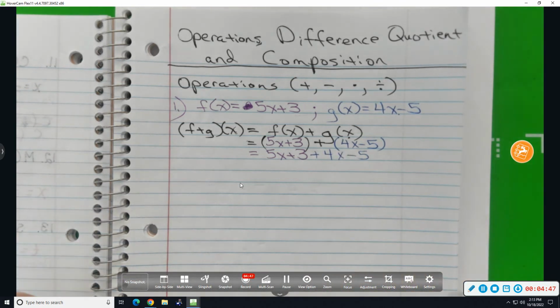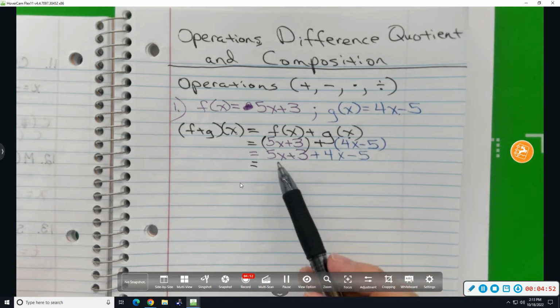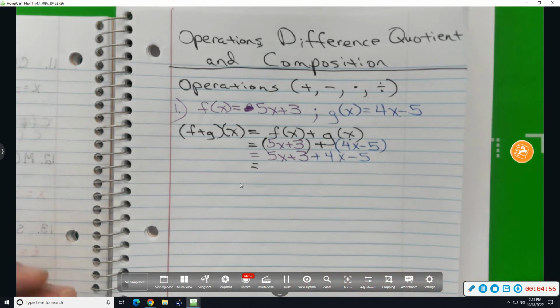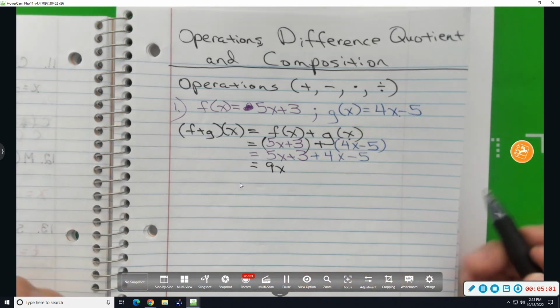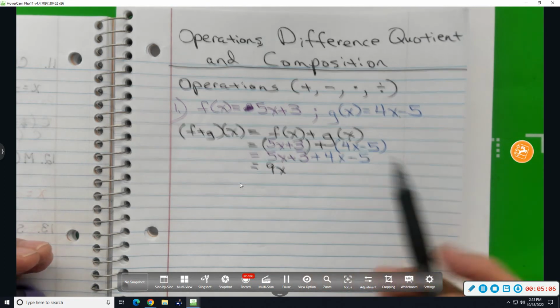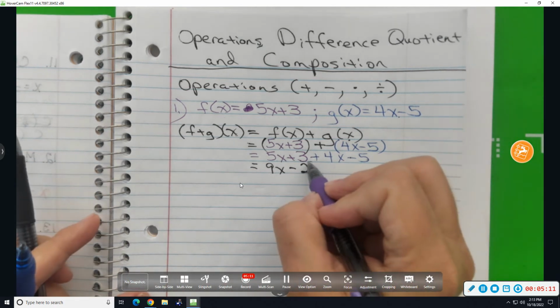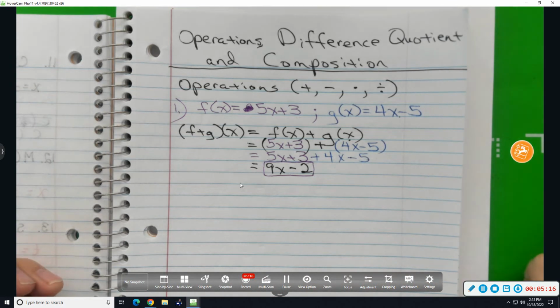And as I said, addition of functions is just algebraic addition. We know how to combine these terms. We combine the x terms. 5x plus 4x, what's that going to give me? 9x. So we have a 9x minus 2. Okay, combining the constant terms, positive 3 minus 5 gives us a minus 2. I think I'll find f plus g, f minus g, f times g, and f divided by g, and then I'll patch in all the answers, okay?